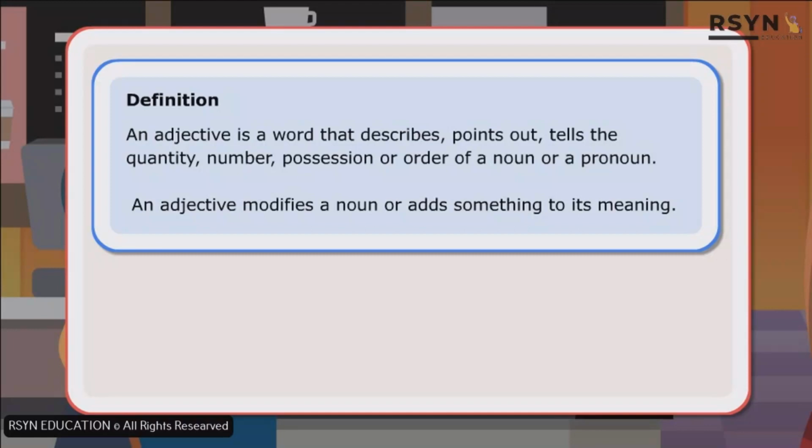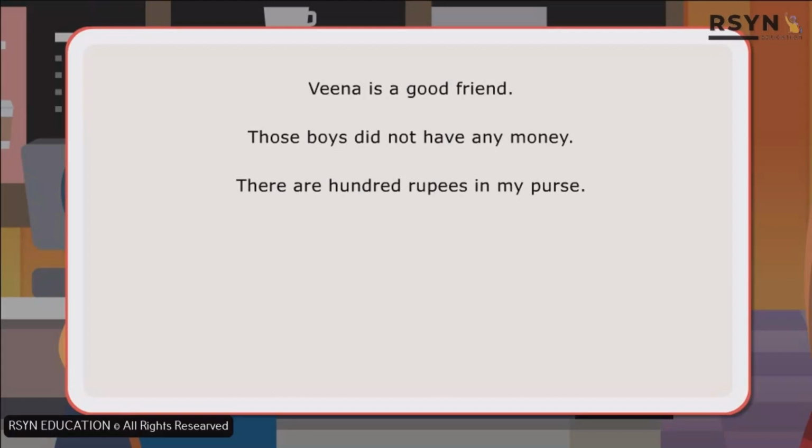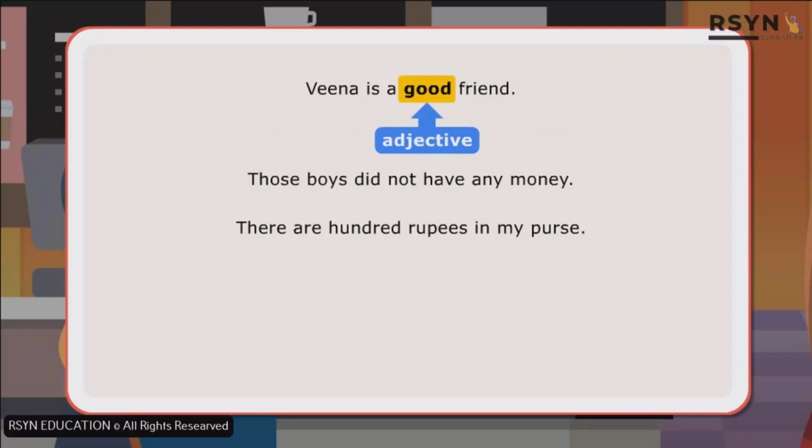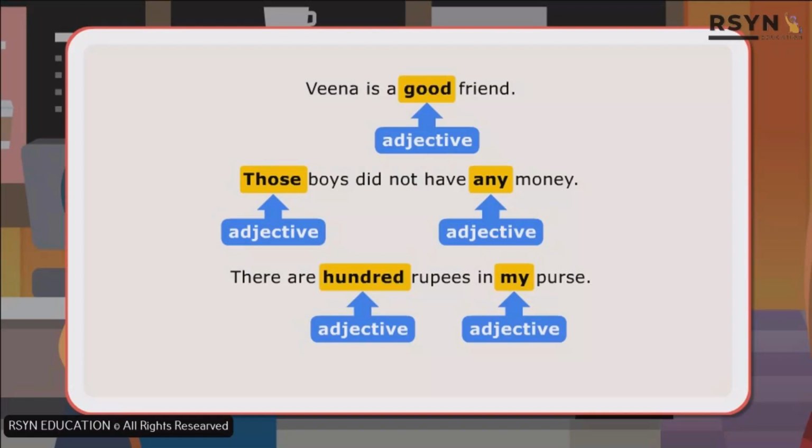Let us look at a few sentences. Veena is a good friend. Those boys did not have any money. There are 100 rupees in my purse. In the first sentence, good is an adjective as it tells Veena's quality. In the next sentence, those and any are adjectives. Those points out which boys are meant and any shows the quantity of money they had. In the last sentence, 100 and my are adjectives. 100 tells how many rupees and my adds something to the noun purse by telling whom it belongs to.